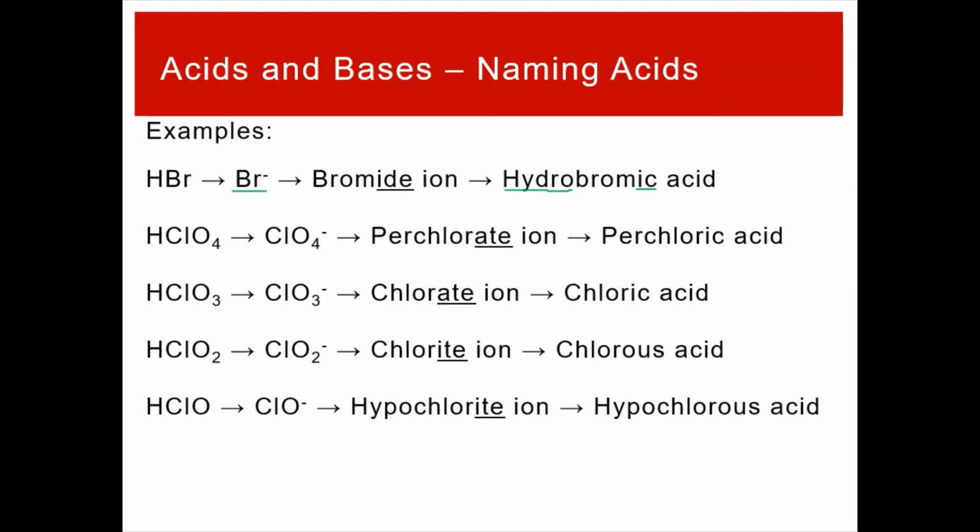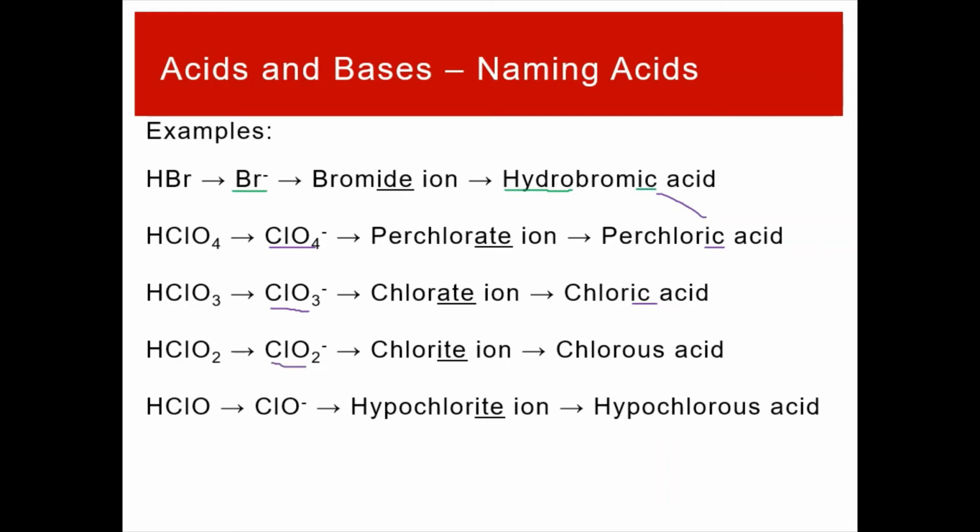If we end with just ate, so for example, if we had perchlorate, we take the ate and turn it into ic. So with ate, we have that same ic ending, so we'll note there are two of them. The difference is whether or not you put the hydro in the front. That corresponds to ide, so bromide becomes hydrobromic. Perchlorate just becomes perchloric, not hydroperchloric. We can see similarly, chlorate becomes chloric acid. And we can see that's one of the differences, perchlorate and chlorate, perchloric and chloric, so that's why the per is used.